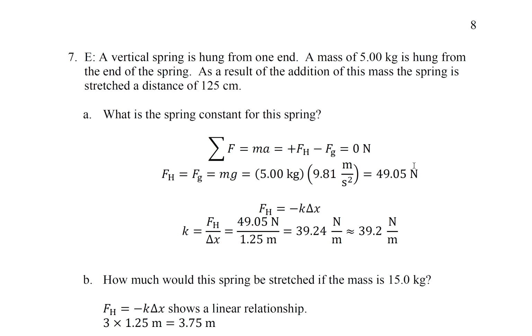First, we need to find the force. And we're going to use Newton's second law. Sigma F equals ma. A is 0, so sigma F is 0. So Hooke's law says F equals minus k delta x. Forget about the negative sign. So we could solve for k, and we get a value.